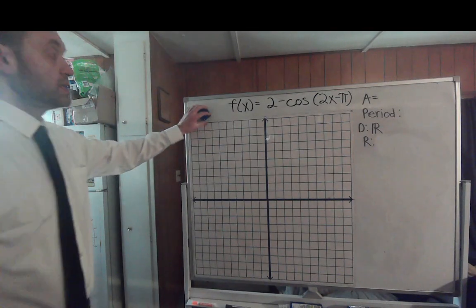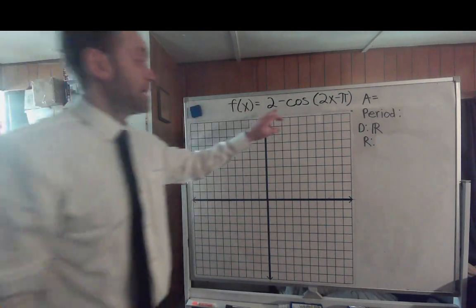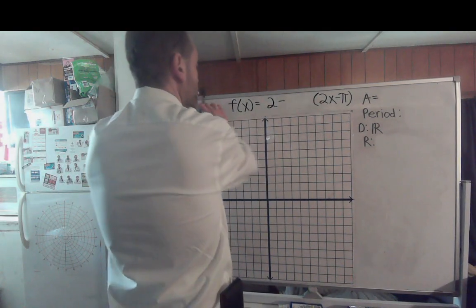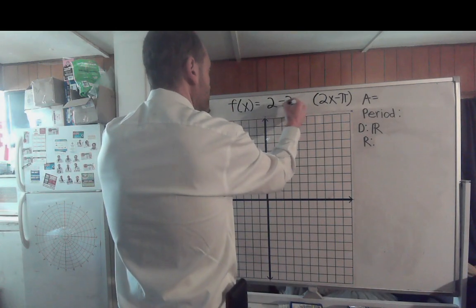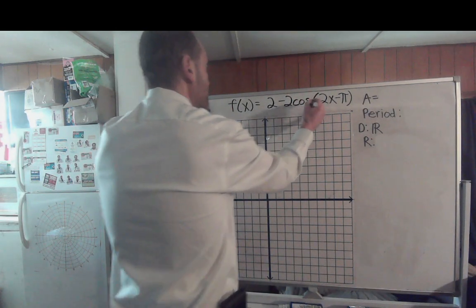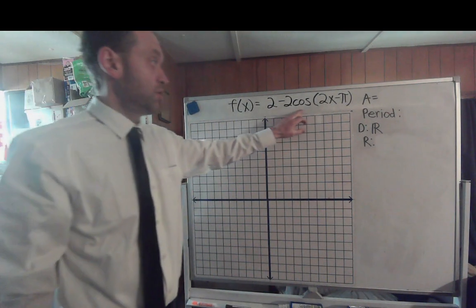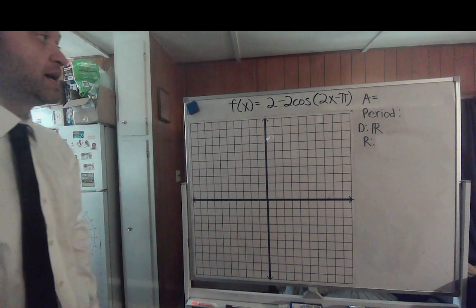Okay, so this time we have 2 minus, you know what? I know what I wanted to do there. 2 minus 2 times the cosine. There we go. So we have 2 minus 2 times the cosine of 2x minus pi.